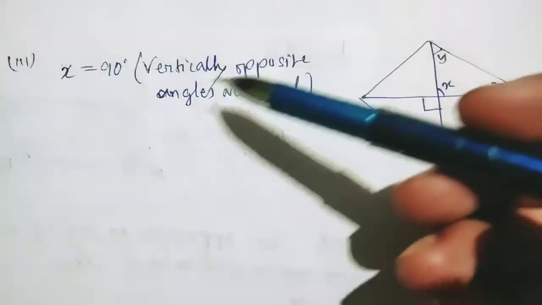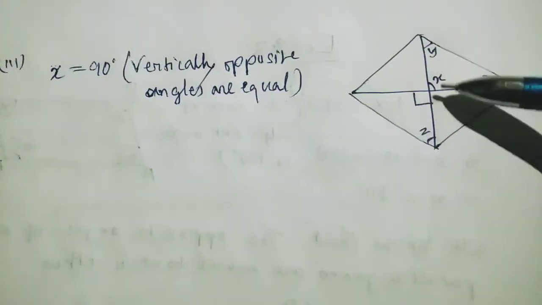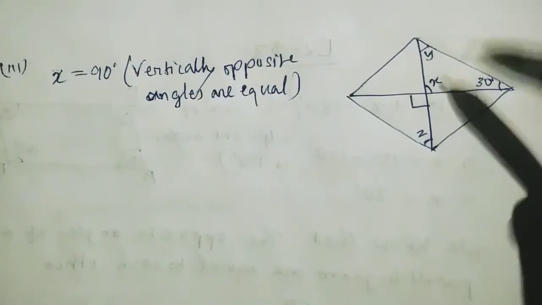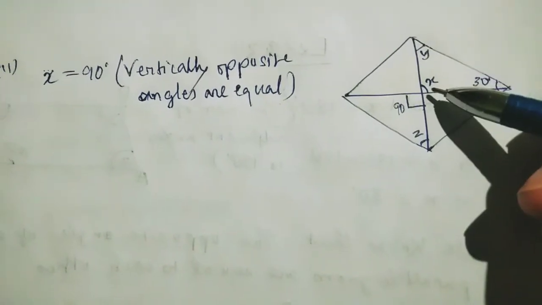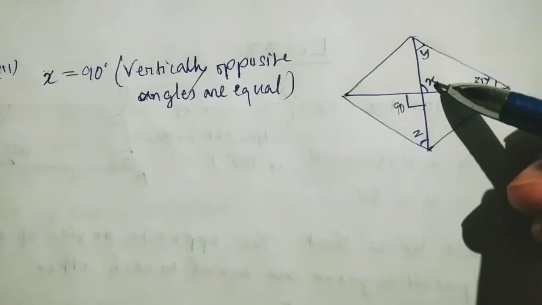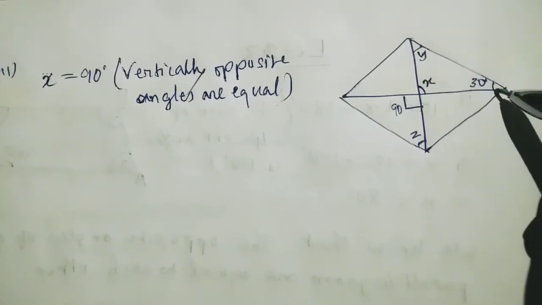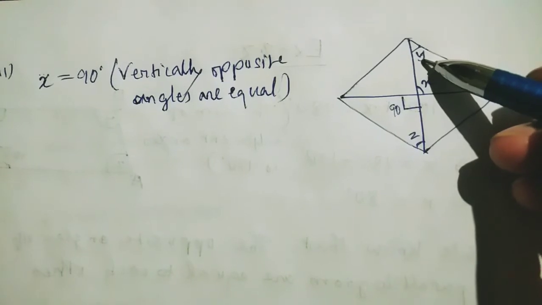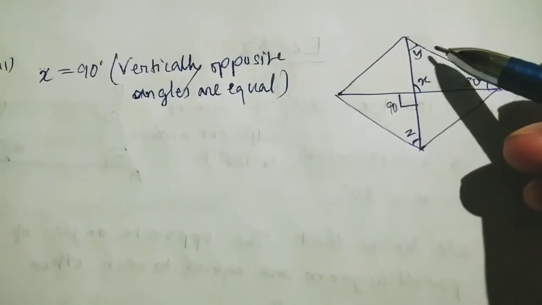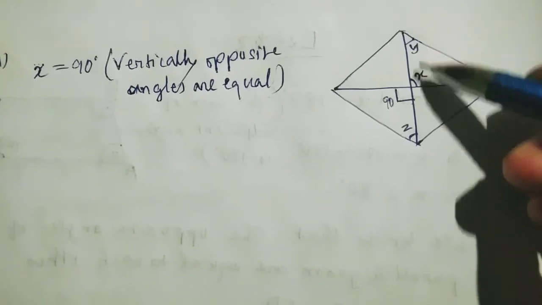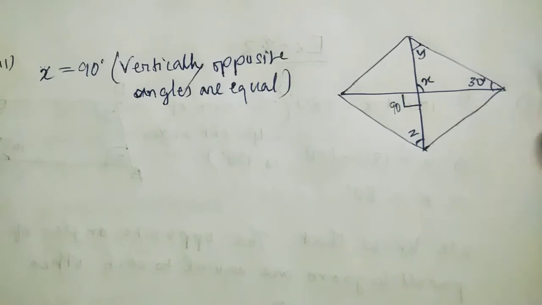Okay students, you have to write like this, x equal to 90 degree, because vertically opposite angles are equal. This is 90 degree angle. Okay, so x equal also 90 degree. Now we have got here 90 degree this x. Now we'll apply the property of triangle to find this angle y, because what is the property of triangle? So angle sum property. The angle sum property of triangle states that the sum of all the three angles of a triangle is 180 degree.